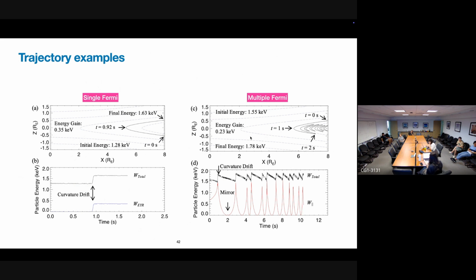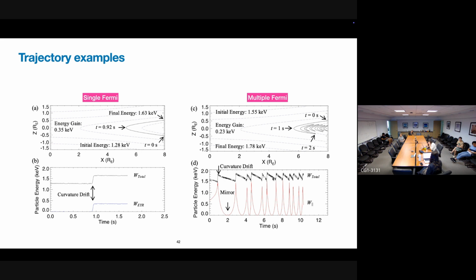Can we get multiple acceleration? Yes and no. We have one orbit showing here. The particles are undergoing multiple Fermi reflections, but when you trace the energy gain, we can see the actual energy gain is only from the initial curvature drift. Yes, it's mirroring, going back and forth, but it just gains energy and loses energy back to the field lines back and forth.